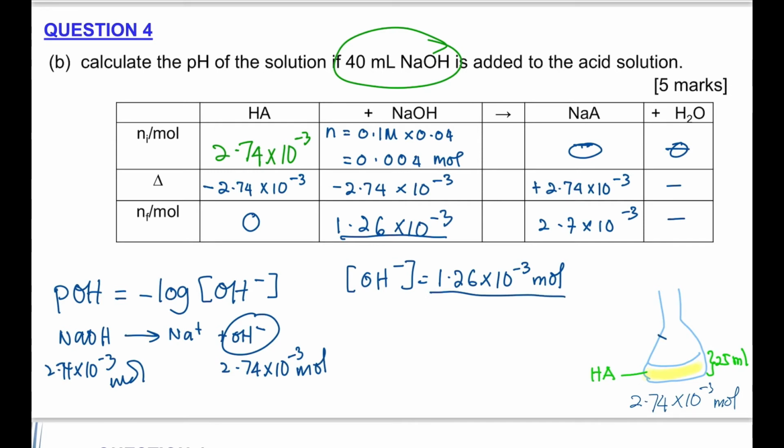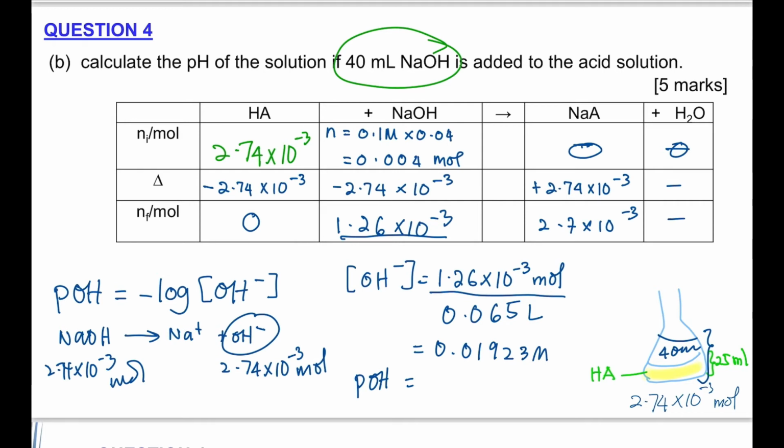After we add 40 ml, now the total solution is 65 ml. So this number of moles of the base is located in this 65 ml solution. Okay, because concentration is mole over liter, it is 0.065 liter. That means the concentration of hydroxide ion is 0.01923 molar. Masukkan dalam pOH.